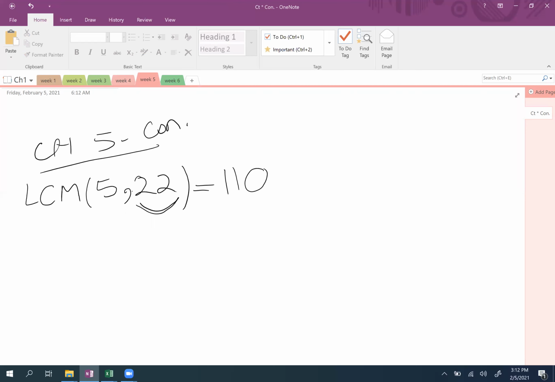So as you can see, it can be very annoying. And also, this 110 is very large. And if you look at the tables, there are no values for 110 for the factors.